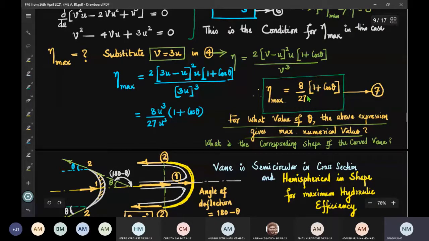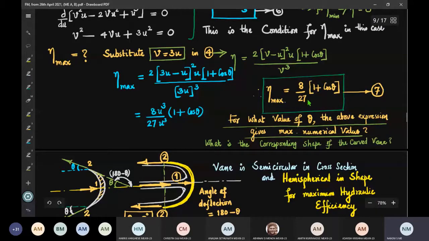In the case of flat moving vane, we got 8 by 27 only. And in the case of the moving symmetrical curved vane, when the jet impinges at the center, we got 8 by 27 into (1 plus cos theta). So therefore, as theta varies, this maximum efficiency value which we may get also varies.